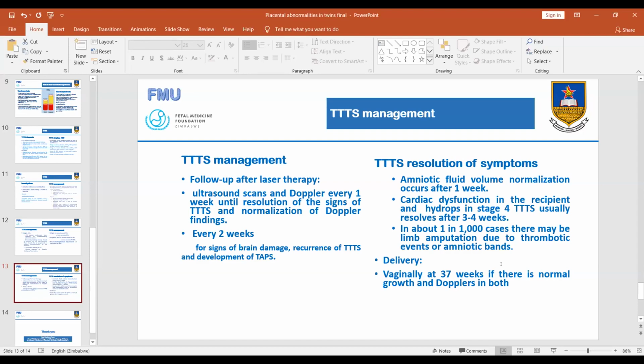After laser, the symptoms are expected to resolve gradually, and we start off with the amniotic fluid normalization, which can occur up to 1 week after the procedure, and the cardiac dysfunction may take up to 3 to 4 weeks. And there's a complication of amputation due to thrombotic events or amniotic bands, which can occur in 1 in 1,000 cases post-laser. If the baby is stable and all the obstetric issues are in control, the pregnancy can be delivered vaginally at 37 weeks.